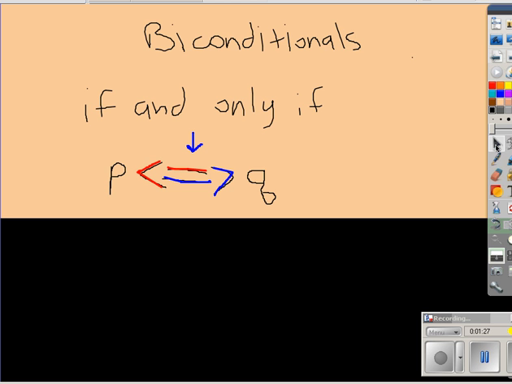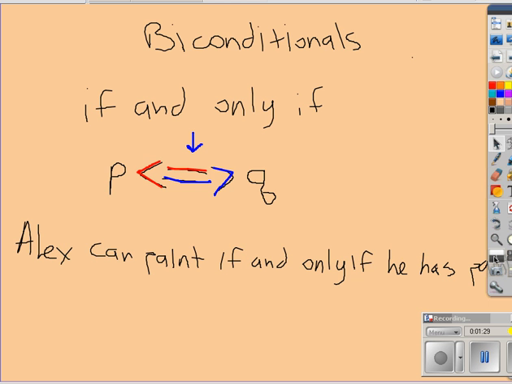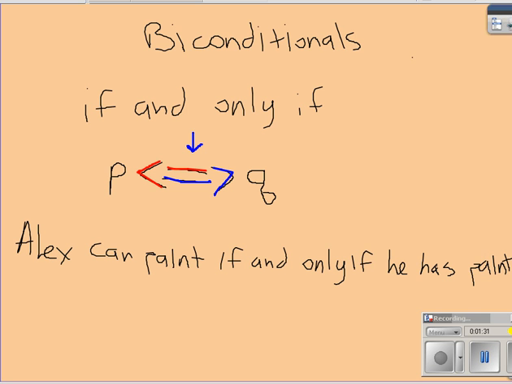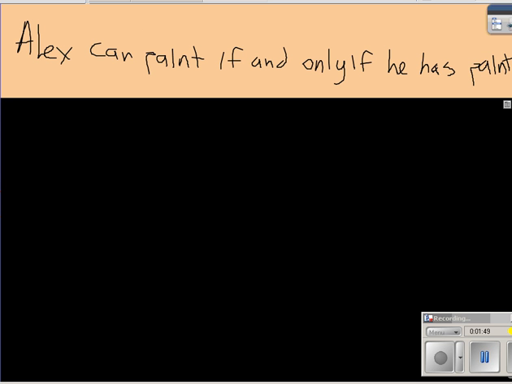So an example of a biconditional statement might be, Alex can paint if and only if he has paint, which makes sense. But that's our biconditional. Again, you'll see it says if and only if right here. So Alex can paint if and only if he has paint. We break that down.